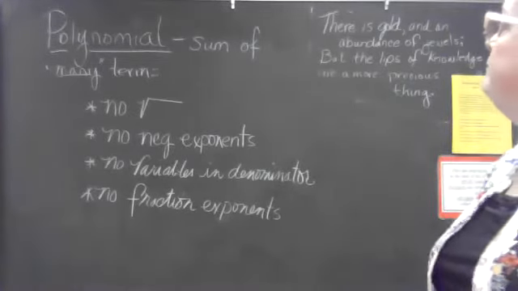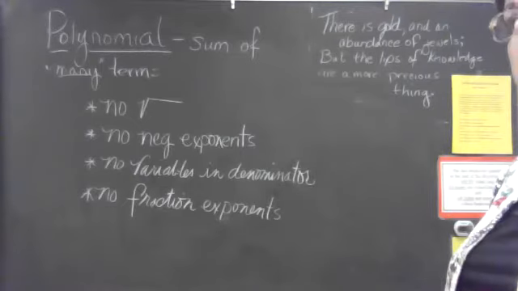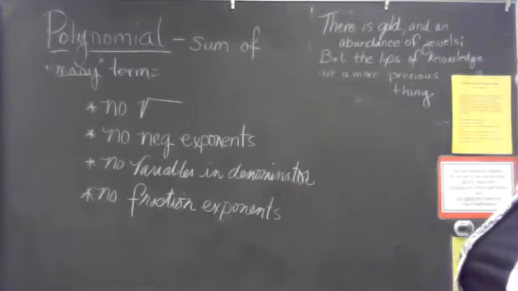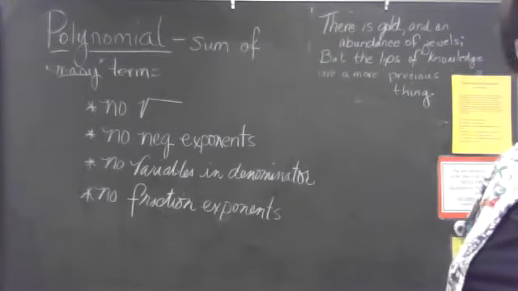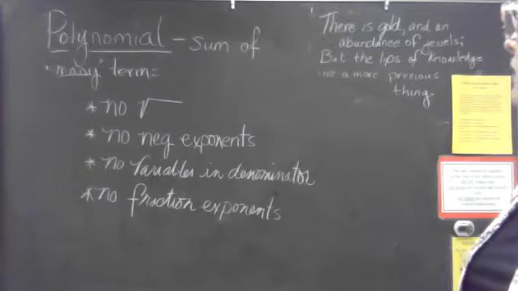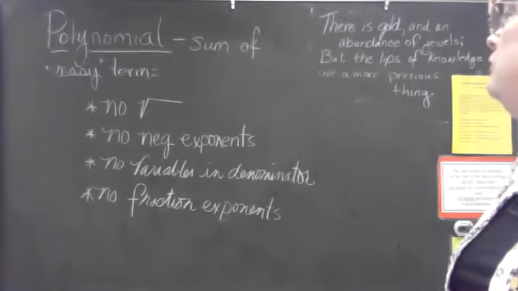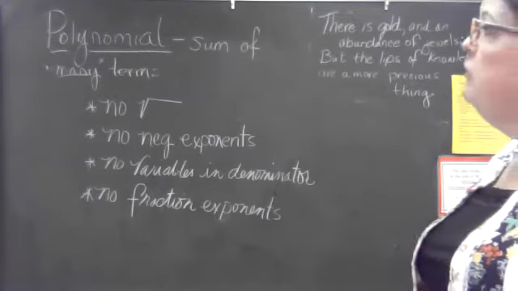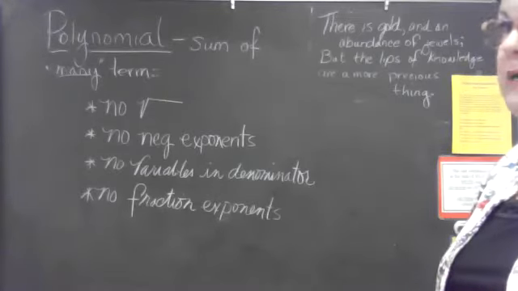Polynomials. The definition of polynomial: poly means many, okay? Many terms. So a polynomial is going to be the sum of many terms. Now I'll tell you what the terms are in a little bit, but what I want you to know right now is how to recognize whether something is a polynomial or not. Now there are going to be different kinds of polynomials, but please believe me, this is going to be okay.